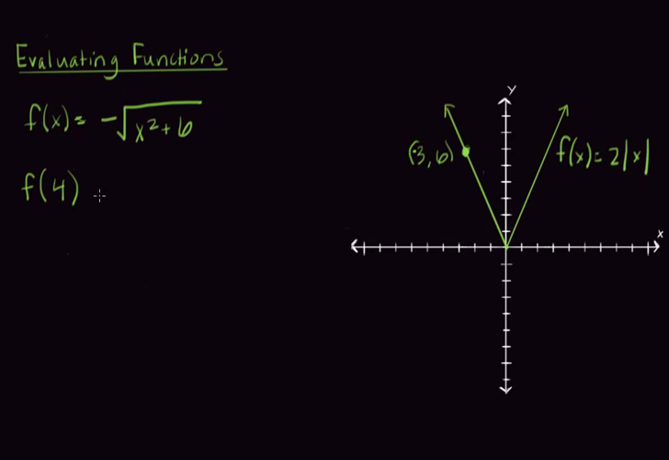When x is 4, I'm going to plug in a 4 anywhere I see an x. So I have negative the square root of 4 squared plus 6. 4 squared is 16, plus 6 is 22. So I'm getting negative the square root of 22. Now the square root of 22 can't be simplified any further, so this is a fine place to leave your answer. And that is how we evaluate some different kinds of functions.